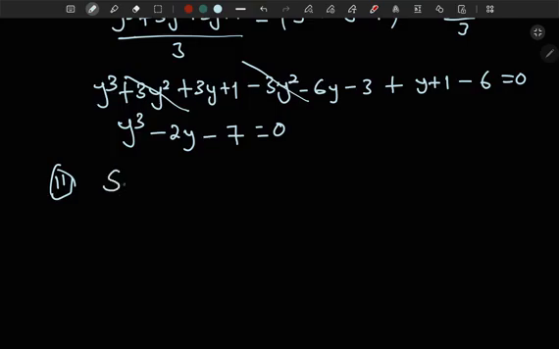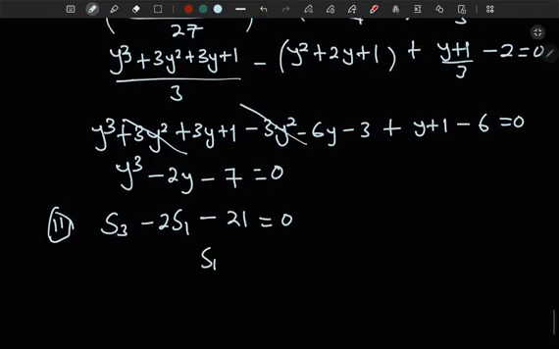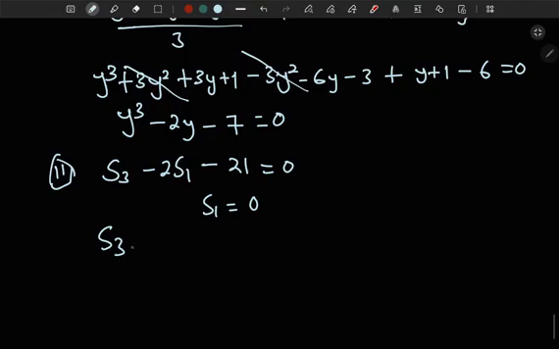Now to get x3, we can actually change this to the recurrence formula of this. That's going to be x3 minus 2x1 minus 21 equals 0. Okay, so x1 of this is going to be 0. So make the substitution here. You have x3 minus 2 times 0 then minus 21 equals 0. So x3 equals 21, and that is the final answer there.